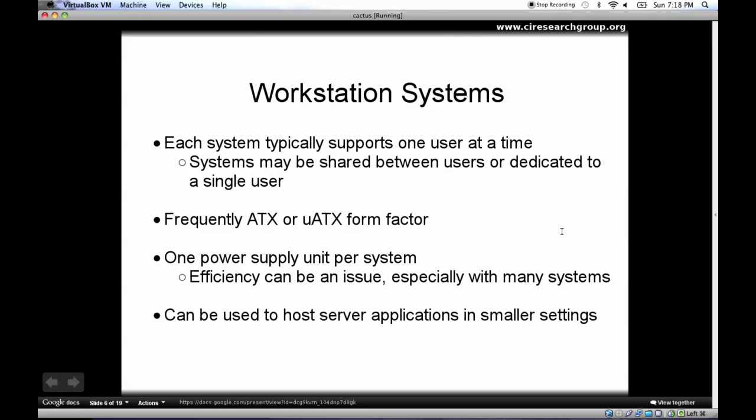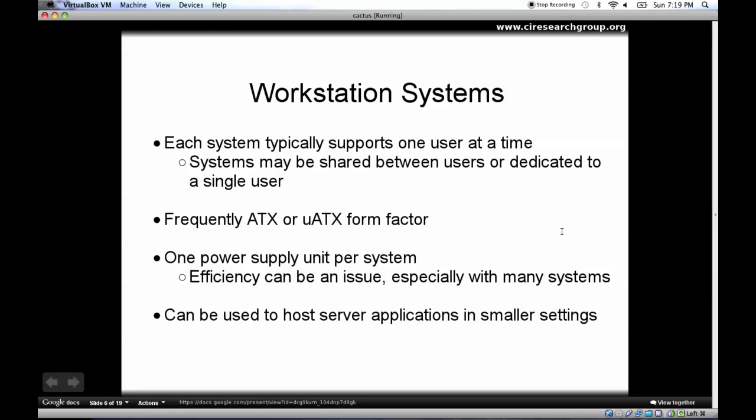When a workstation is shared between different users, it often involves a user getting up from the keyboard and another user sitting down. Now, of course, it's not always the case, but generally that's the case. Workstation systems are also frequently either ATX or micro ATX form factors, and each workstation typically has its own power supply, which can be an issue of efficiency considering the power supplies are only about 65 to 85% efficient.